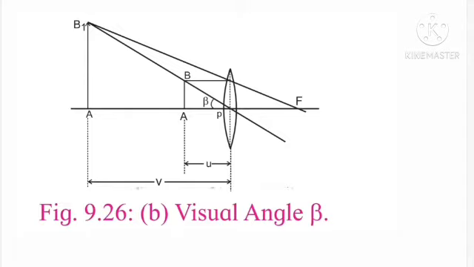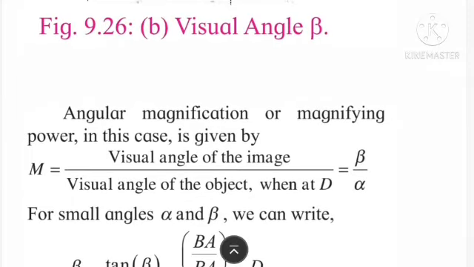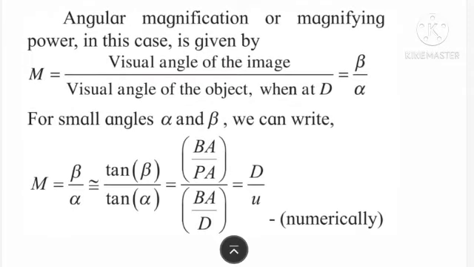If we look here, AB is the object and AB1 is the image, and that image is obviously magnified. This is how visual angle beta is made. That angle is greater than alpha. So magnifying power is given by the ratio of the visual angle of the image to the visual angle of the object when at the distance of distinct vision. That's why m is equal to beta upon alpha.